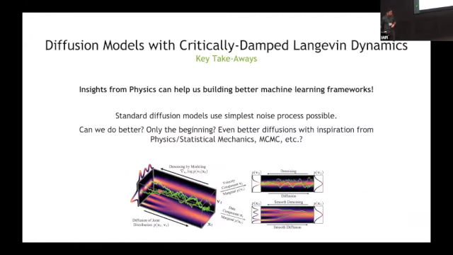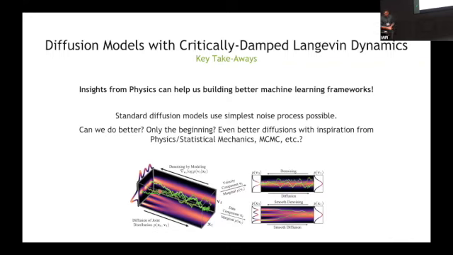So what are the key takeaways here? It is really that insights from physics can help us build better machine learning frameworks and better generative models. Generative modeling is taking off these days. I'm sure many of you have heard about it. As a physicist, you can contribute a lot. If you're a physicist who also knows AI, it's amazing.